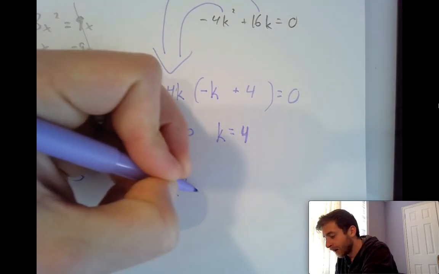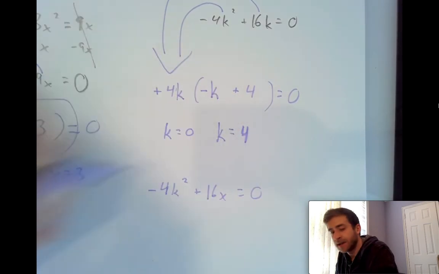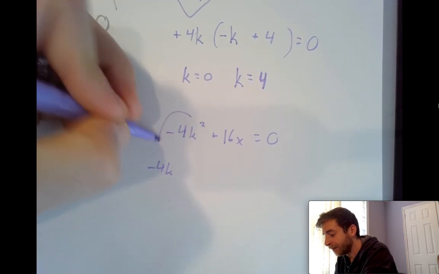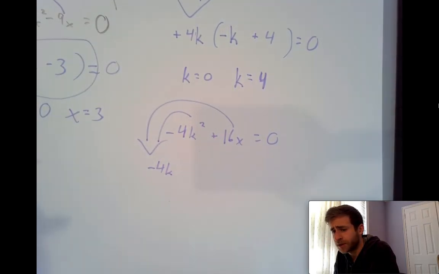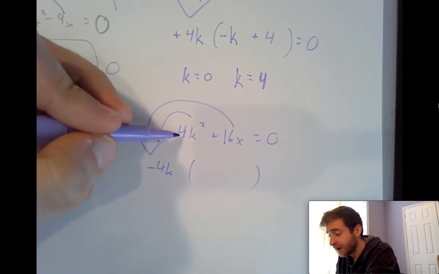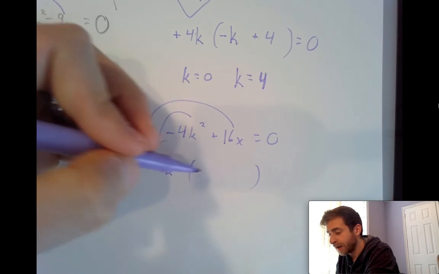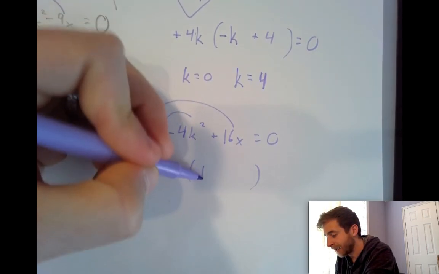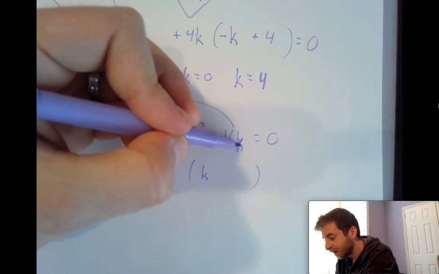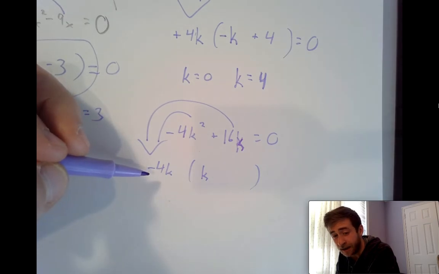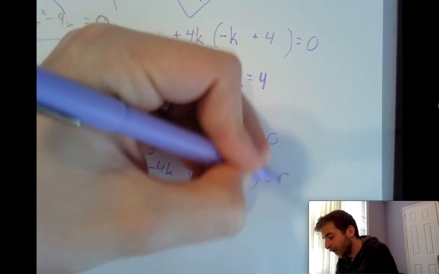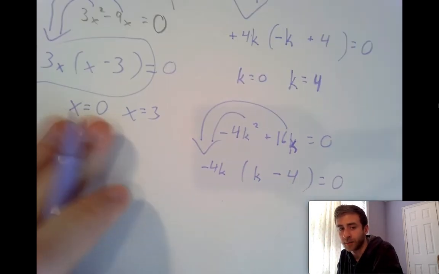Negative 4k squared plus 16k equals 0. Okay, I'm going to divide out a negative 4k this time, just so we get a nicer looking answer at the end. Divide out a negative 4k. Negative 4 divided by negative 4 just becomes a positive 1. K squared divided by k, we're left with a k. 16k divided by negative 4k, so the k's will cancel. 16 divided by negative 4 is negative 4. And now we see it a little bit better, more like the previous examples.